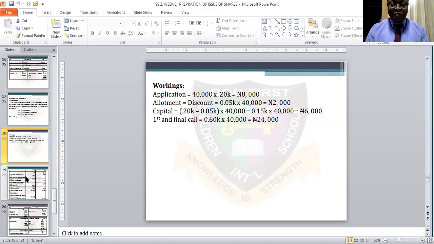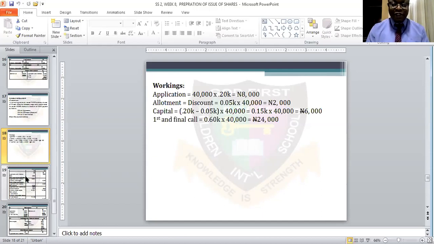Then for the ordinary share capital, how do we get it? 20 kobo minus 5 kobo. When you subtract 5 kobo from 20 kobo, that will give you 15 kobo. Then 15 kobo divided by 100 kobo will give you 0.15. Multiply 0.15 by 40,000 ordinary shares, that will give you 6,000 naira. You can press your calculator, then you get it.